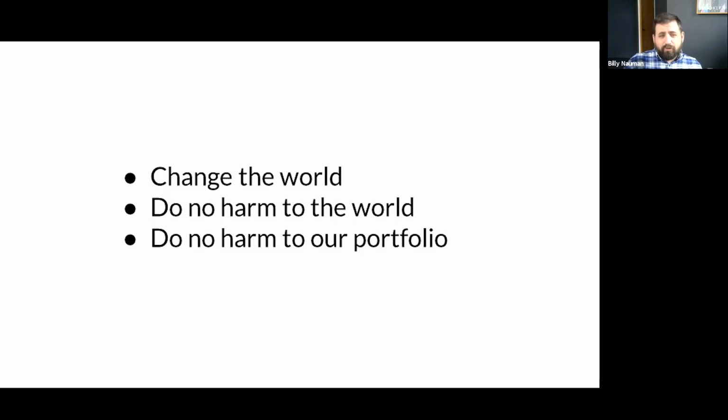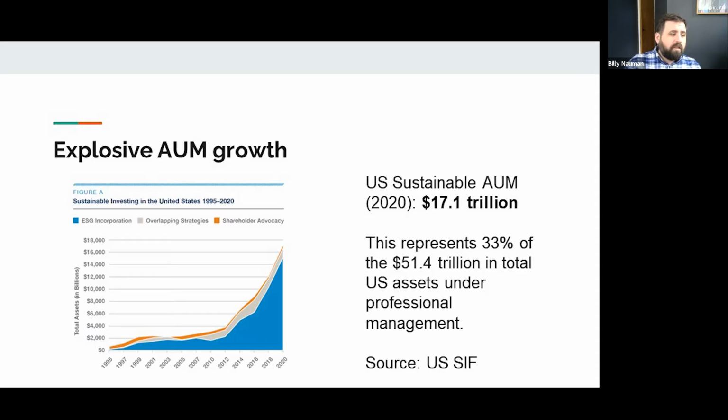And then I think the third group is the most important, and that's really where we've seen not all, but a lot of the growth coming in to ESG, which is do no harm to our portfolio. These are people trying to integrate these factors into their investment processes to avoid risk and maybe find alpha. So with that, we've seen explosive AUM growth.